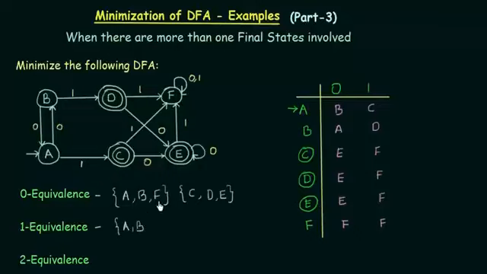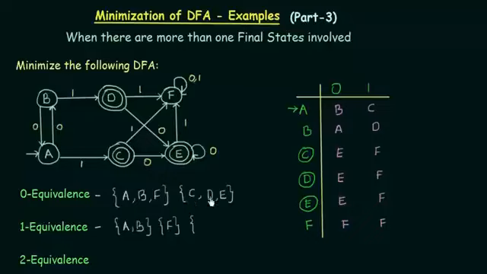Now I have to check if F is one equivalent to B and A. So let me check F with A. A and F, on getting input 0, go to B and F. B and F fall in the same set, so it is fine. And on getting input 1, where do they go? They go to C and F. C is in this set and F is in another set. So we find that A and F are not one equivalent to each other. So I have to put F in a separate set over here. Okay, so now F is separated.